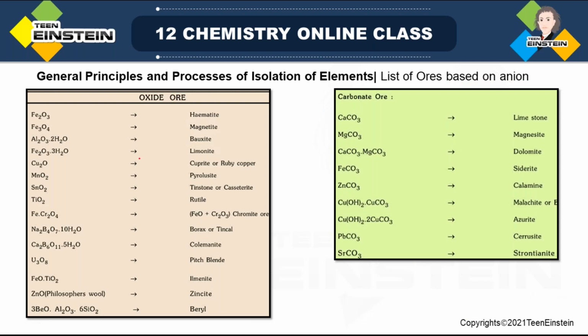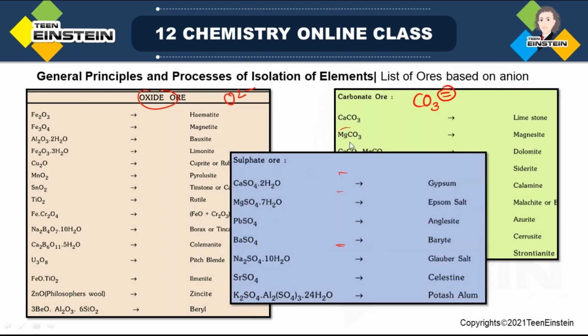Some more anions. Oxide ore is also very common, that is O2 minus, and almost all the metals are present here, from which we can extract metals. Then carbonate ore will contain the carbonate ion, and here we have s-block metals, d-block metals, and also p-block. Then sulfate ore means it will contain SO4 2 minus: calcium, magnesium, lead, barium. Mostly here we have s-block metals, and we do not have any d-block metals. So these are the list of ores based on anion.